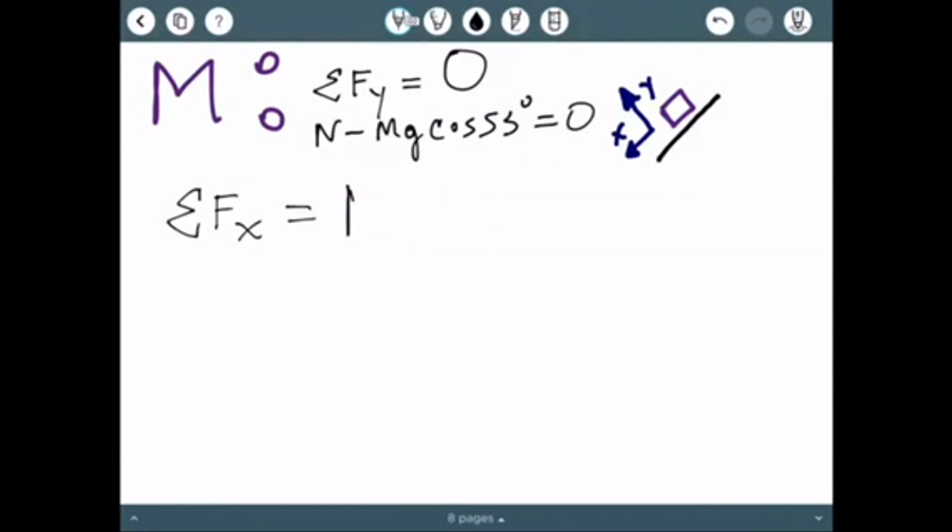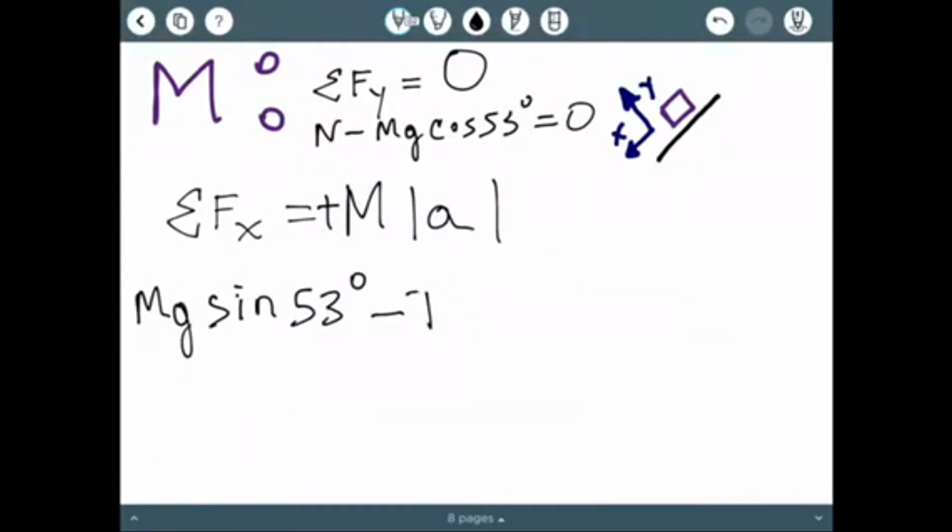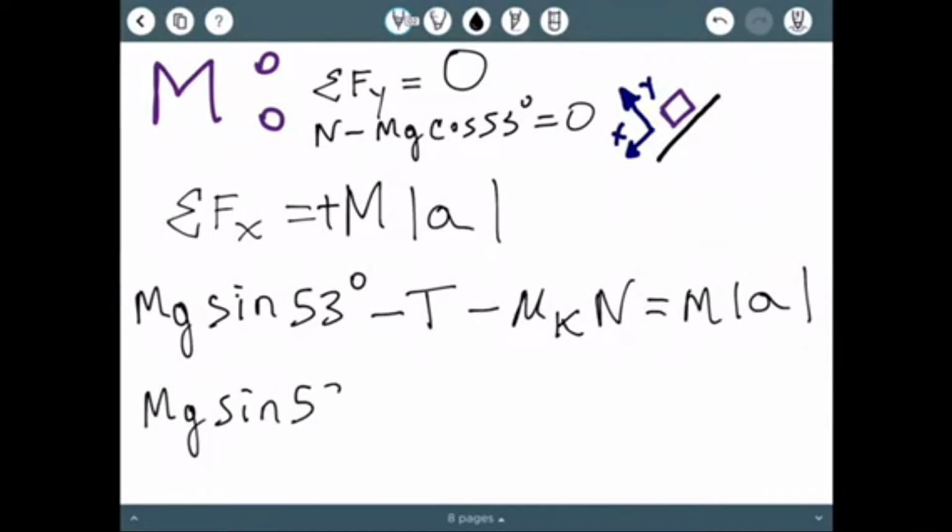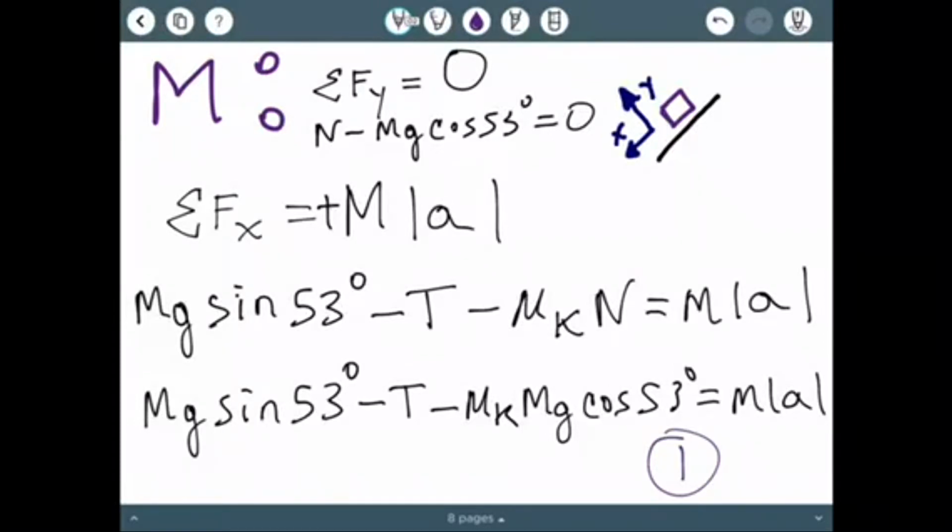We know that the big mass is accelerating down the incline, so its x component will be positive. And then we write down our forces. We write the weight along the incline, mg sine 53 from the body diagram. The tension was up, so it will be negative T. The force of friction was also up the incline, so it will be negative here, and it will have a magnitude of mu k times N. And we know that the normal force is mg cosine 53 degrees from the y equation. So we write it all down, and we will call it equation 1 because we will use it again.